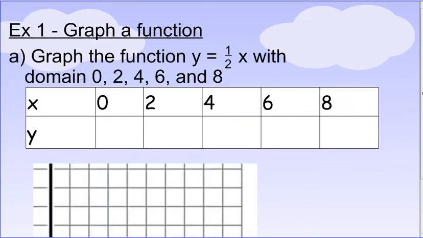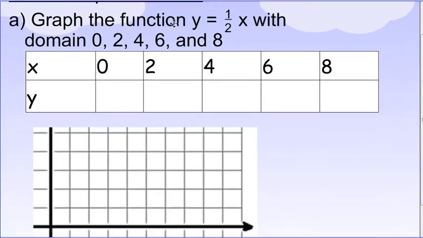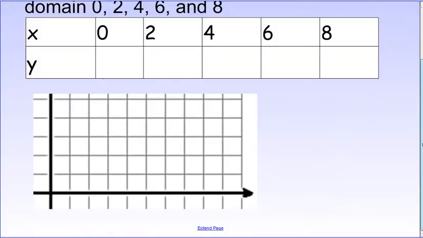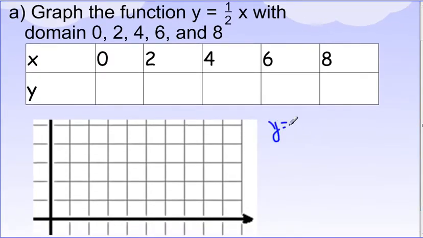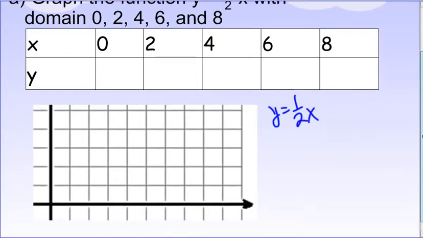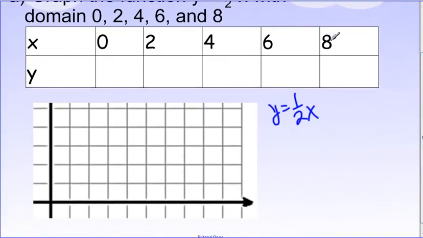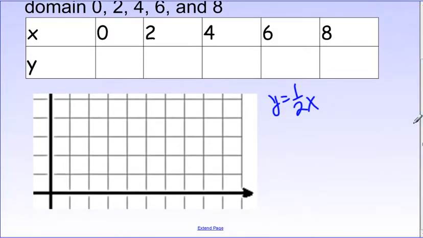Alright, so now let's take our function, and it says graph the function y equals 1/2 x with domain of 0, 2, 4, 6, and 8. I'm going to write it over here, y equals 1/2 x. So what we want to do is the same thing we did before, except after we plug in our domain and get our y values, our outputs, we're going to graph it in our graph space.